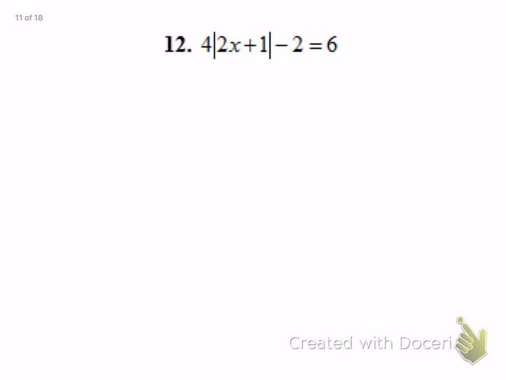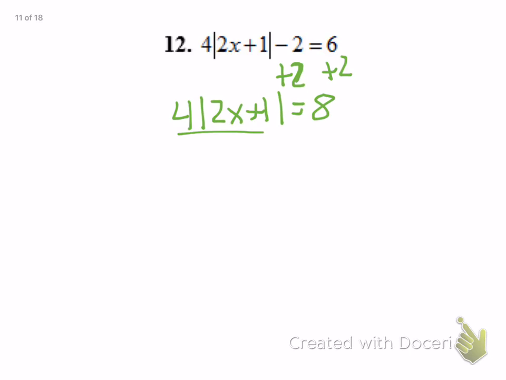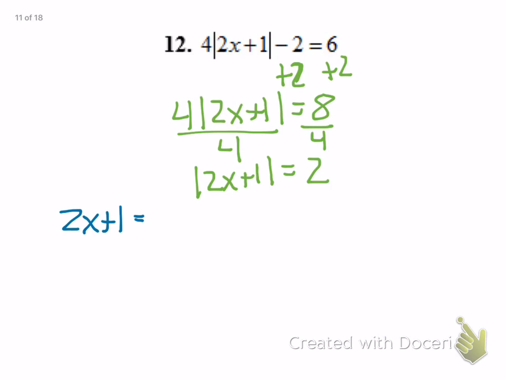This one here, I need to get rid of the stuff on the outside of the absolute value first. I can start by adding 2 to both sides. That gives me 4 times the absolute value of 2x plus 1 equals 8. Then I can divide by 4 to give me the absolute value of 2x plus 1 equals 2. From here, I can write my two equations. 2x plus 1 equals 2, and 2x plus 1 equals -2.